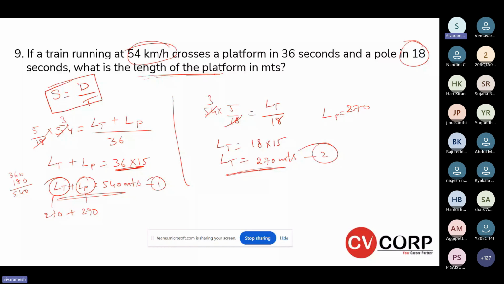The only thing we should understand here is the basic formula: speed is equal to distance by time, and distance should be calculated when a train is crossing a platform. The length of the train plus the length of the platform should be considered. When it comes to the pole, we should only take the length of the train itself; there is no need for the length of the pole, that's not required.